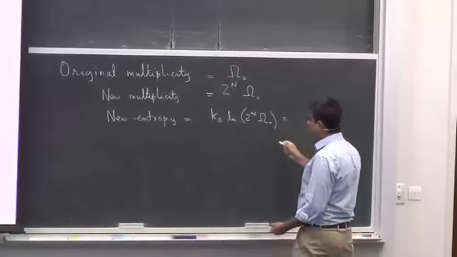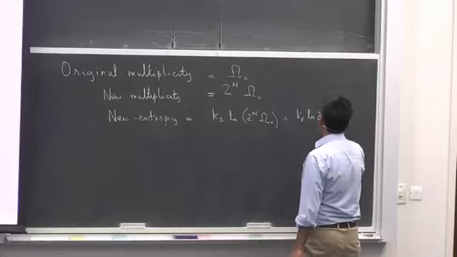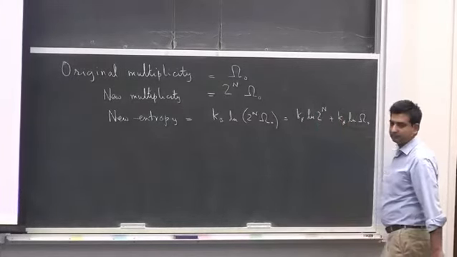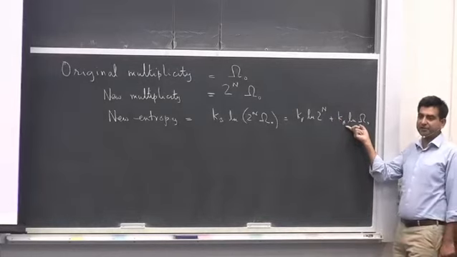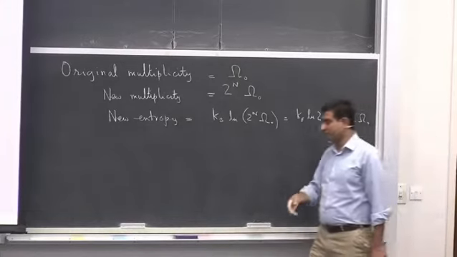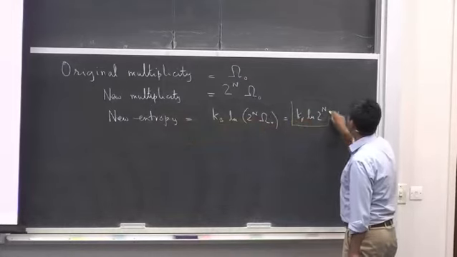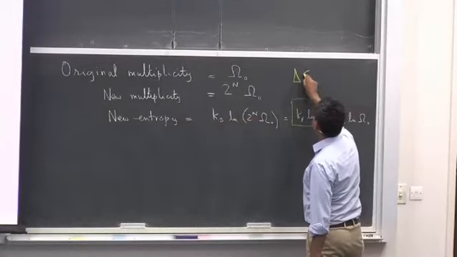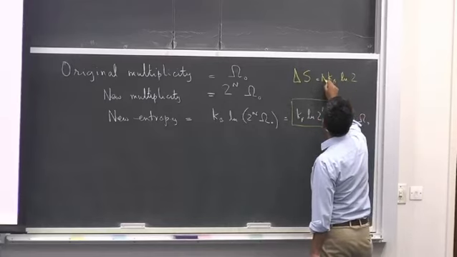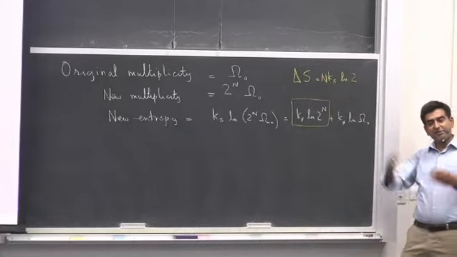So let's see if it's actually gone up. I can break this up as Kb natural log 2^n plus Kb natural log omega naught. But this is nothing but the original entropy, the original entropy before I've taken out the wall. So the increase in entropy is given by Kb natural log 2^n, which I can also write as n Kb natural log 2, where n is the number of molecules. So the entropy of the system goes up.